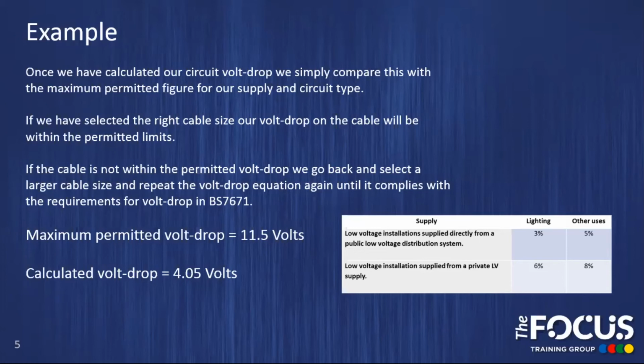Remember, if we couldn't achieve these permitted values, it's because the length of our conductor offered too much resistance. We then get around this by selecting a larger CSA of conductor because, as I'm sure we'll all remember, increasing the CSA of a conductor will decrease that resistance, and therefore will hopefully bring our voltage drop back within permitted limits.